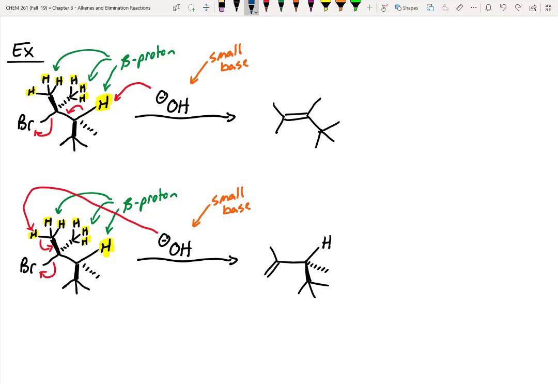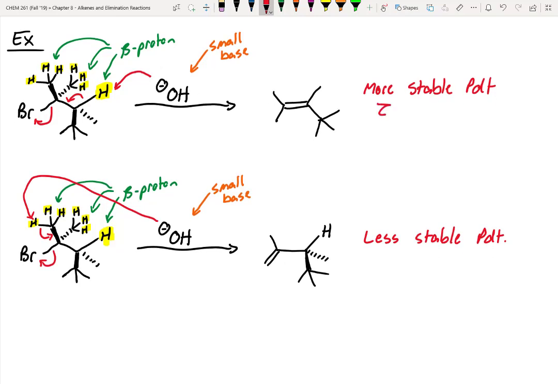So these are the two products that we could theoretically get out for this E2 reaction. All right, which one's more stable? Top one. All right, so this is the more stable product because it is tetrasubstituted, right? Down here, this means that this must be the less stable product. All right, which one's our Zaitsev product, the top or the bottom? Top. More stable product is always going to be our Zaitsev product. This would be our Hofmann product.